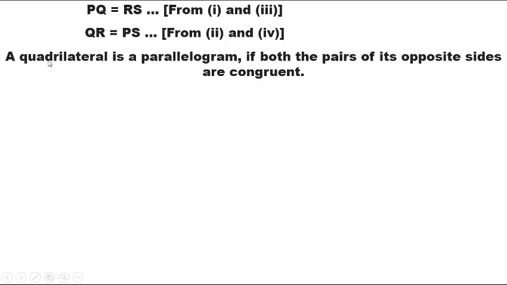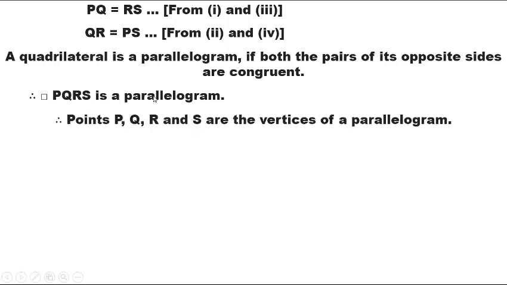PQ is equal to RS from equations 1 and 3, and QR is equal to PS from equations 2 and 4. A quadrilateral is a parallelogram if both pairs of its opposite sides are congruent. Therefore, quadrilateral PQRS is a parallelogram. Therefore, points P, Q, R and S are the vertices of the parallelogram.